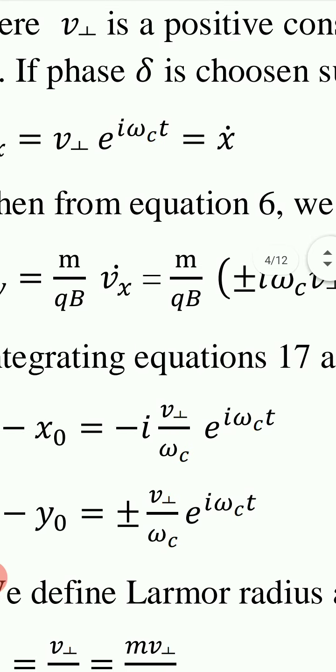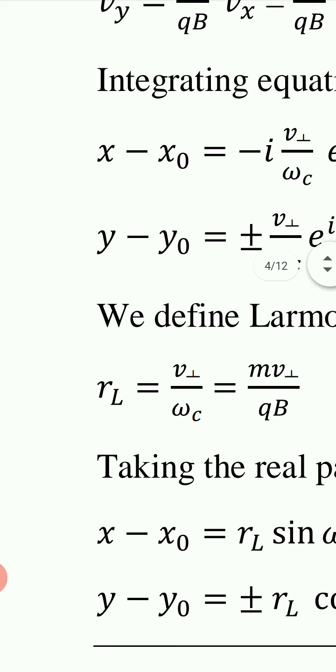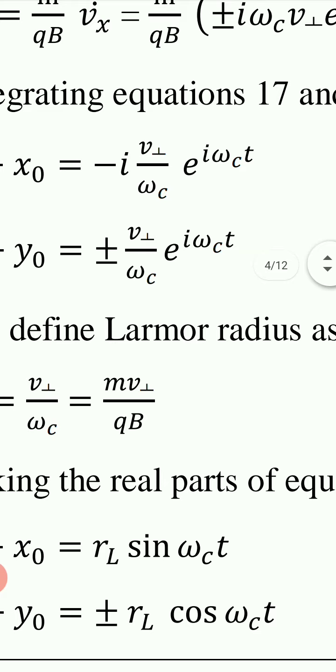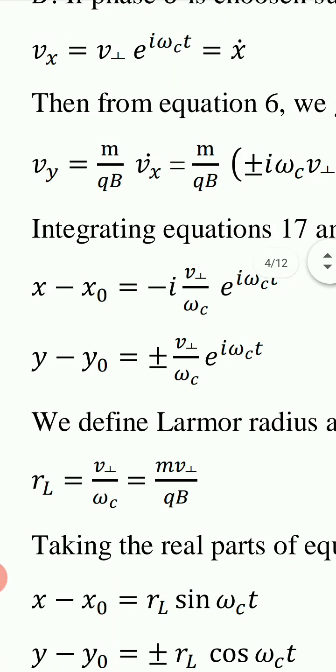X dot is dx upon dt. If we integrate these two equations, we get x minus x0 and y minus y0, as x minus x0 equal to minus i v perpendicular upon omega c e to the power i omega c t. If we integrate this relation, v perpendicular is constant. Integration of e to the power i omega c t is equal to 1 upon i omega c e to the power i omega c t.